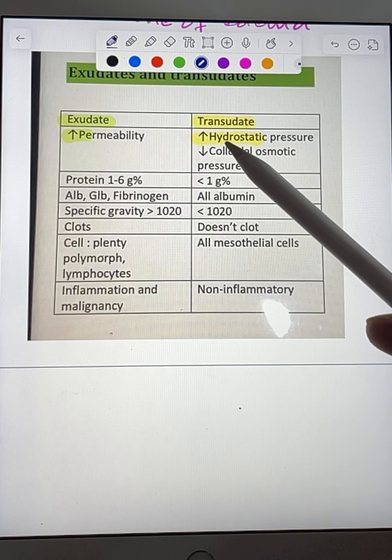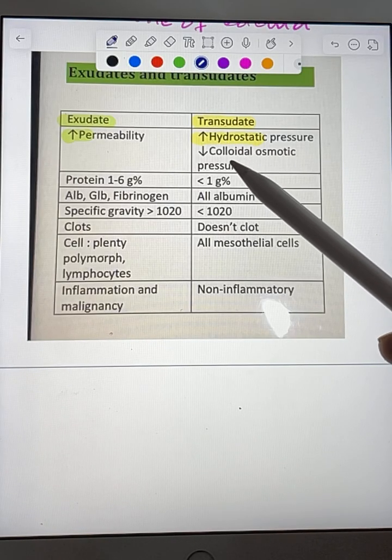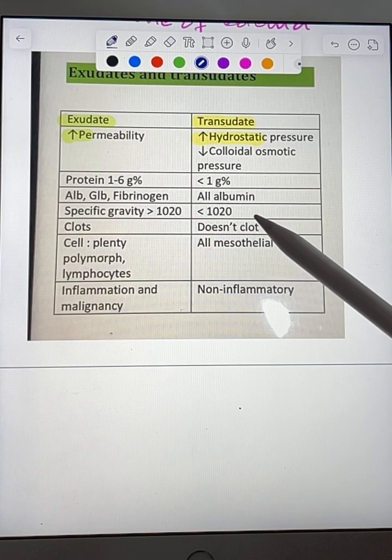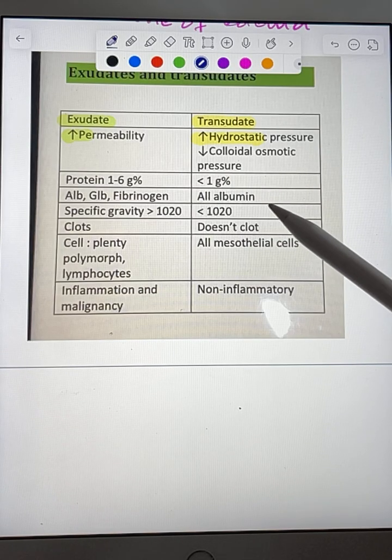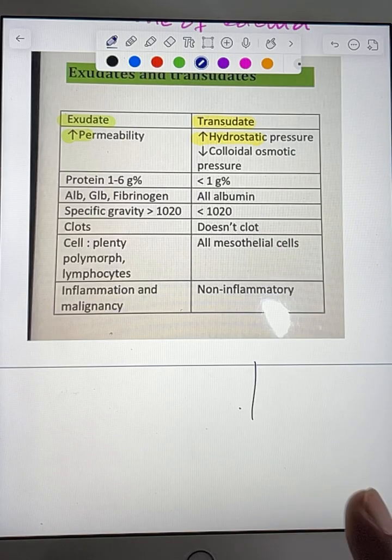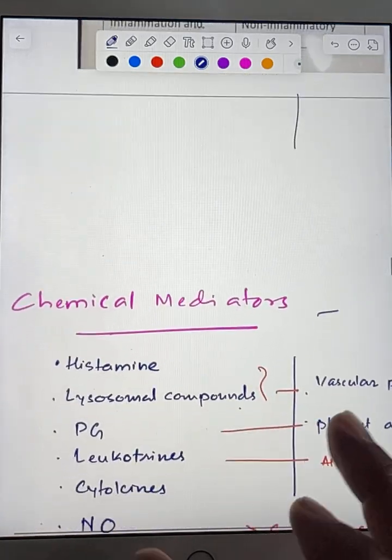Transudate is because of an increase in hydrostatic pressure. Colloid osmotic pressure is actually decreased. There is less protein, and whatever protein is there is albumin, and it doesn't clot. This is about the inflammatory cells.